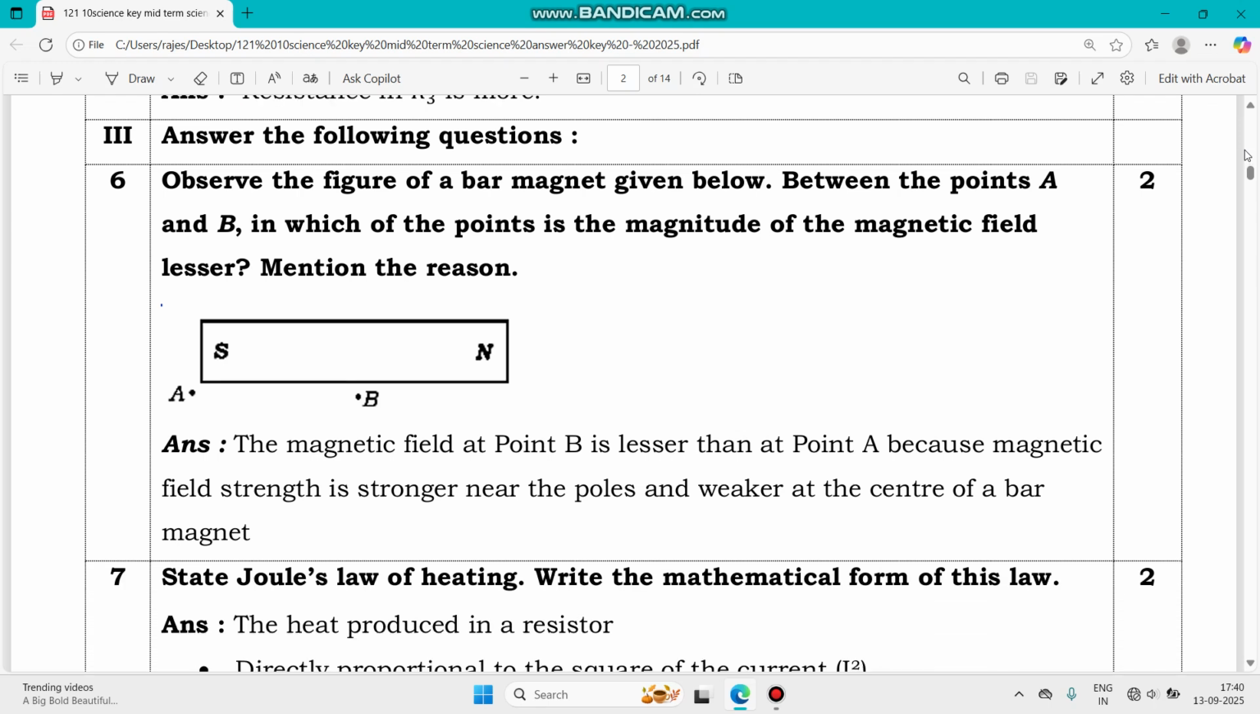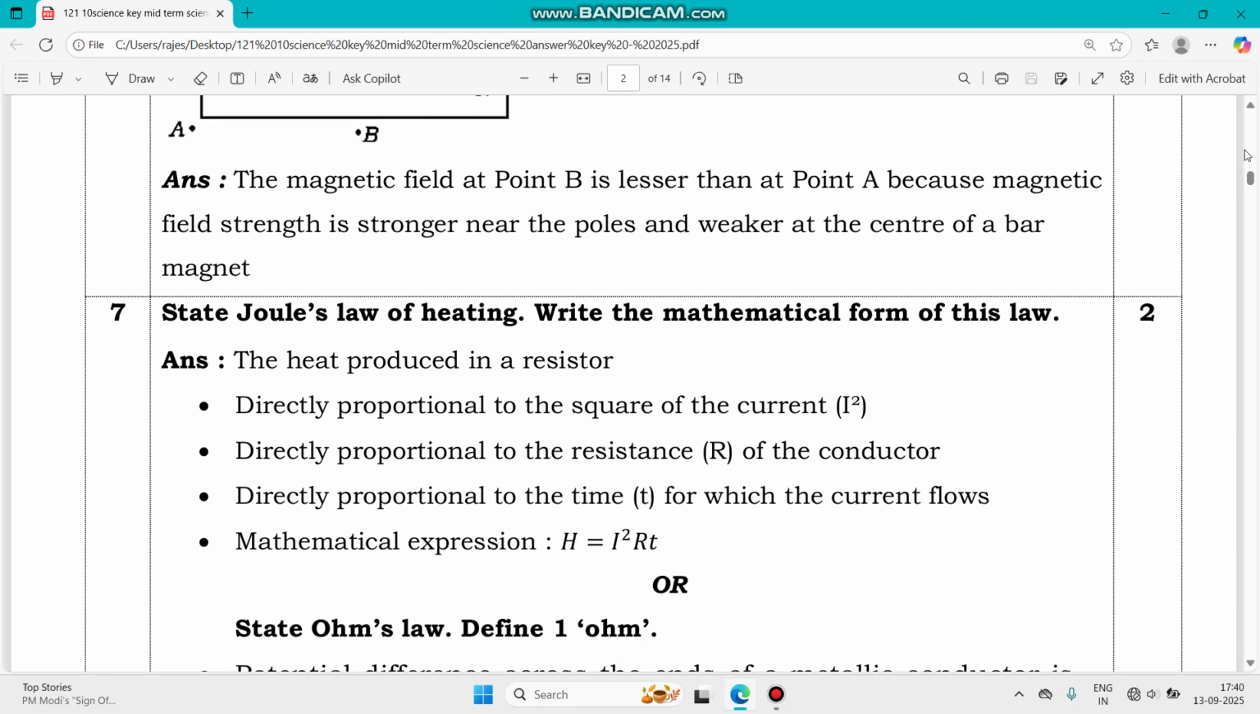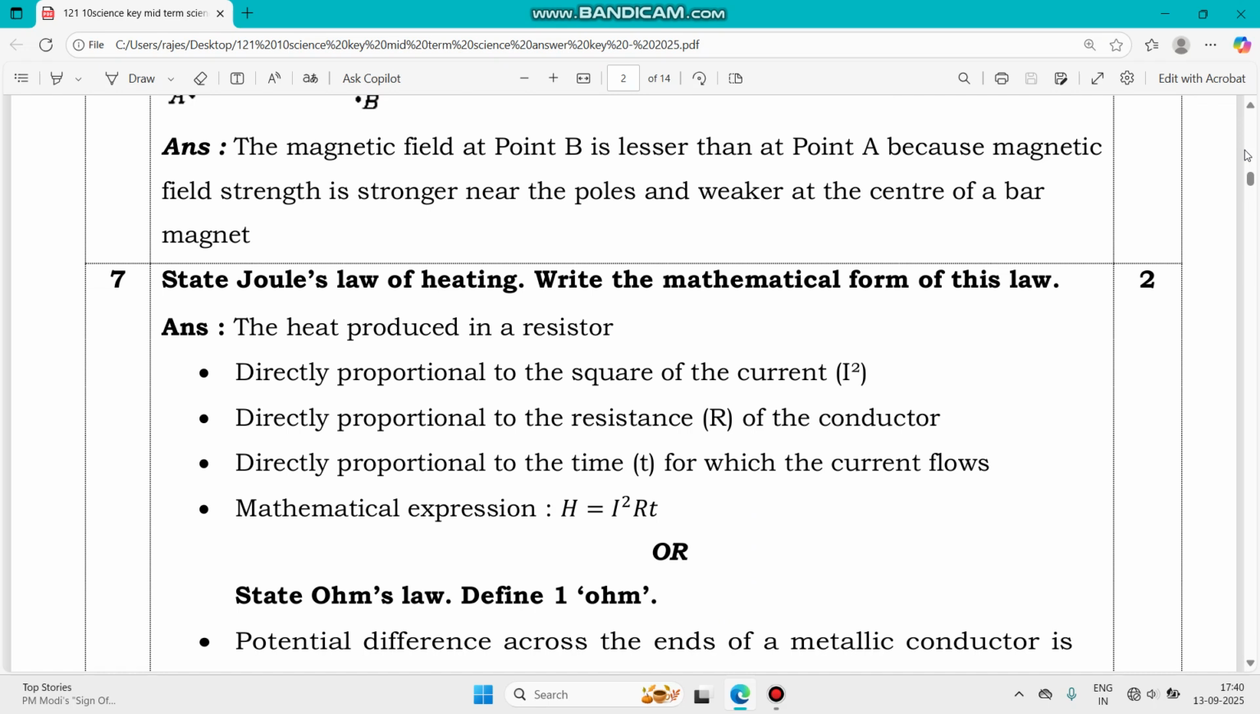So 2 marks. So you are seeing a diagram. In this diagram, the magnetic field at point B is lesser than at point A because the magnetic field strength is stronger near the poles and weaker at the center of the bar magnet. So for 2 marks, state Joule's law of heating and write the mathematical form of the law.